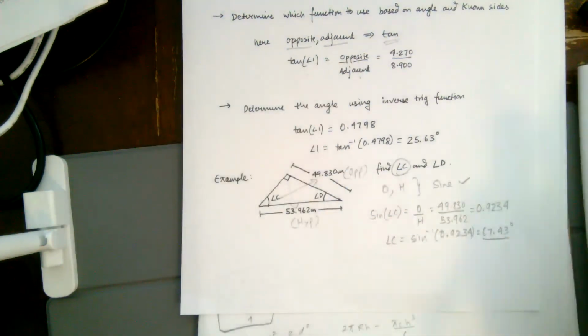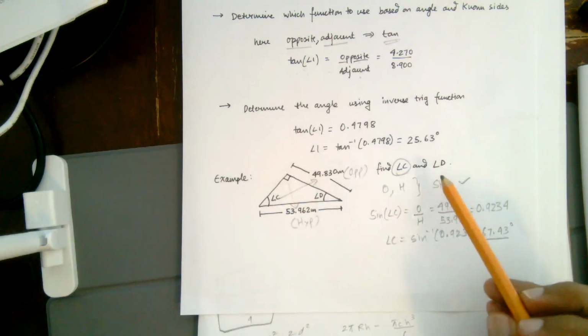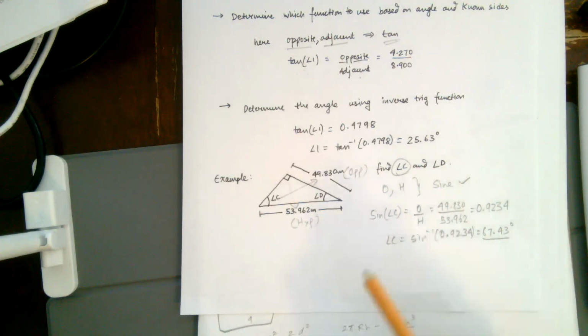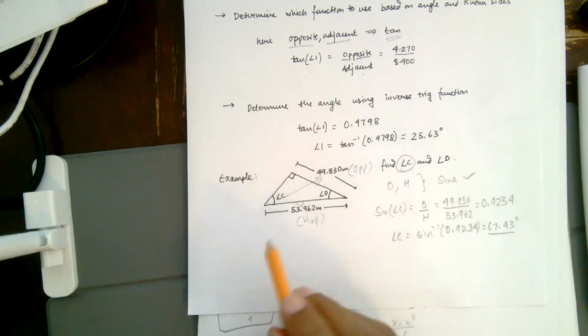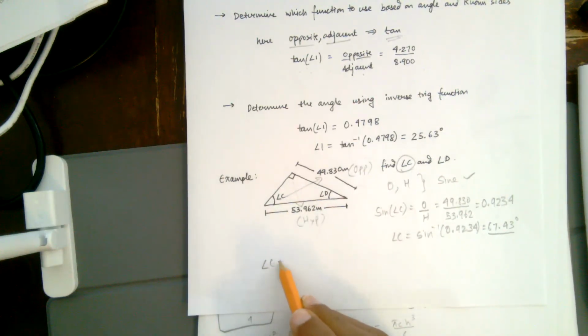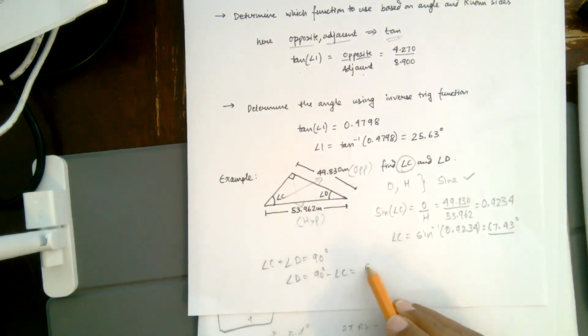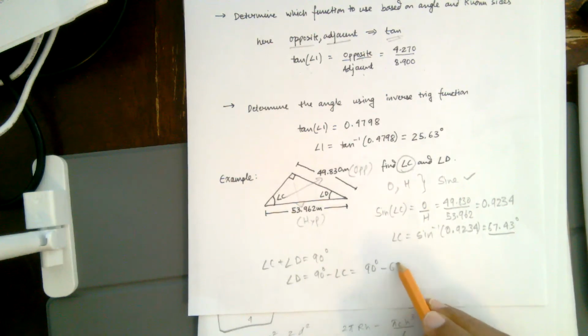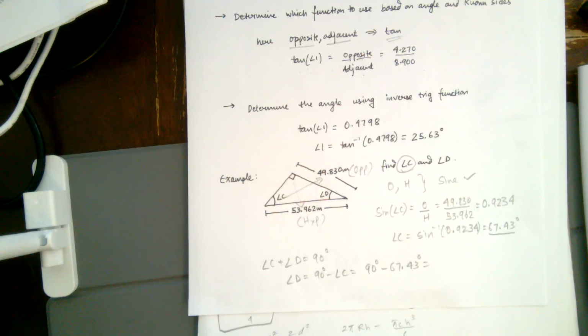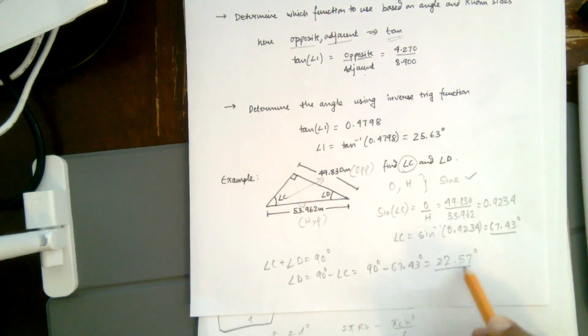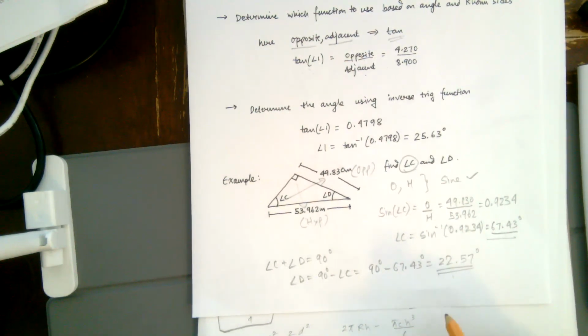Now, for angle D, there are two methods. You can set up another trig ratio, or you can observe or recall that C and D are complementary. So C plus D is 90, which means angle D is simply 90 degrees minus angle C, or 90 minus 67.43, sorry, which comes out to 22.57 degrees. So that gives me angle D.